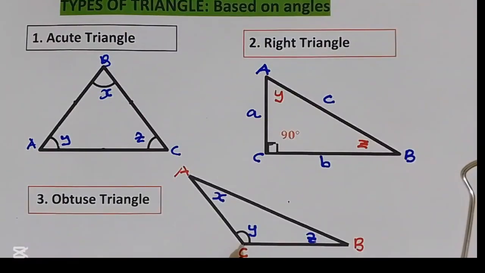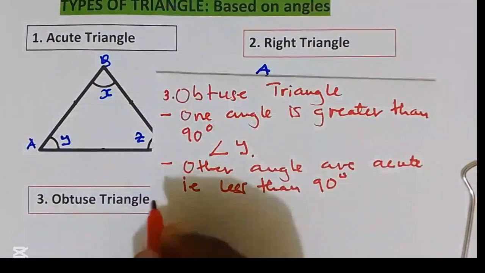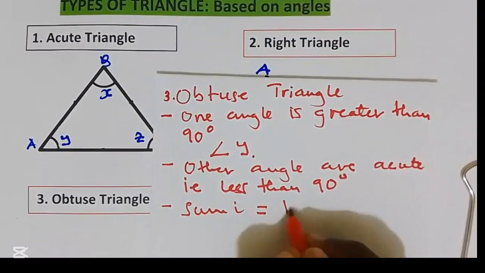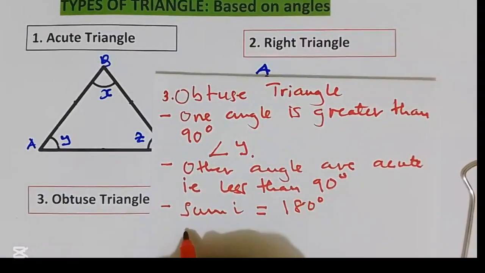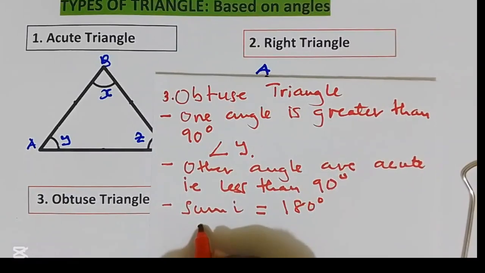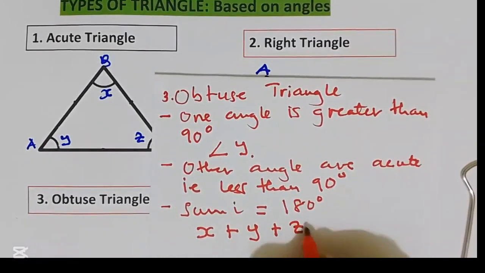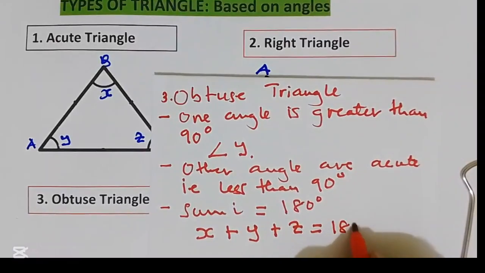Third, the sum of interior angles, as for any triangle, is equal to 180. That is X plus Y plus angle Z. This gives us 180 degrees. The sum of interior angles is equal to 180 degrees.